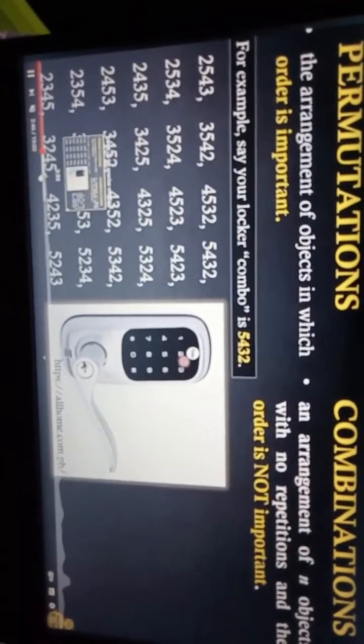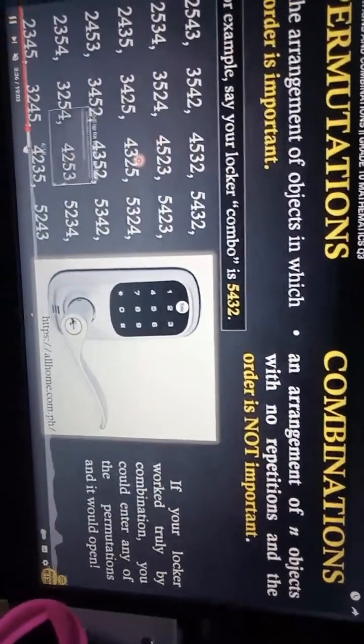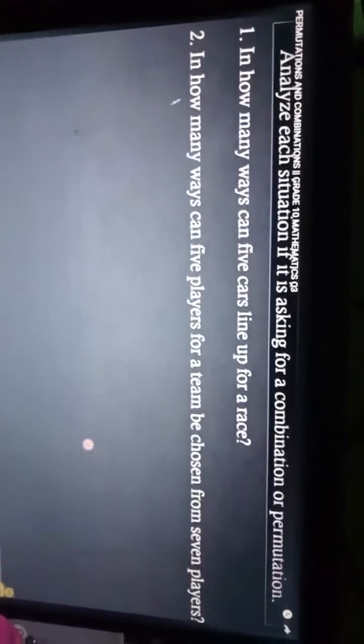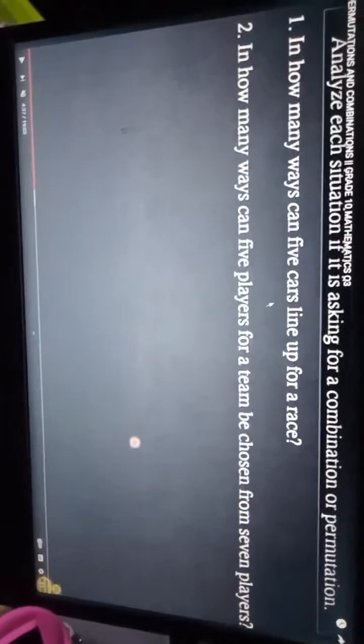So a lot of ways, a lot of arrangements. So for example, how many ways can 5 cars line up for a race?